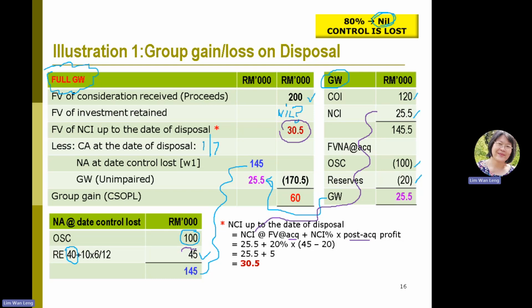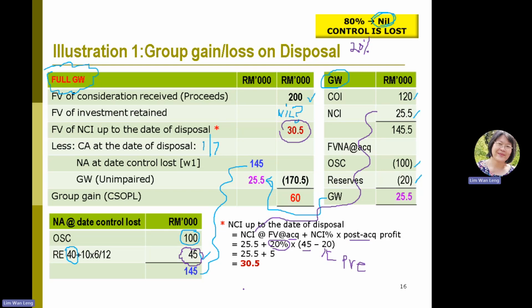Once you work out this figure already, that means this is the retained earnings at the date control is lost. So you will take the 45 minus what? What is this 20? 20 is actually the pre-acquisition because we want to calculate how much is the post-acquisition RE. Your share still remains at 20, not zero, because at the date the control is lost, you still have 20%. Okay, so you will get 30.5. You add and subtract, you're going to get a figure.